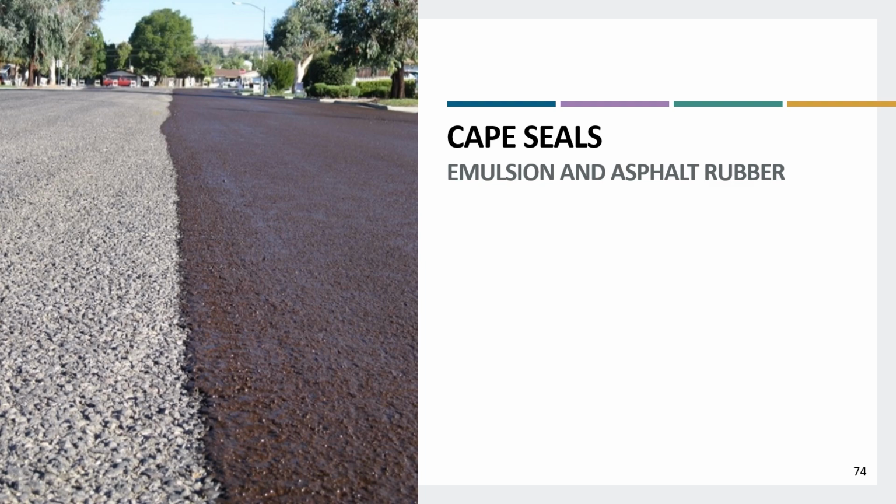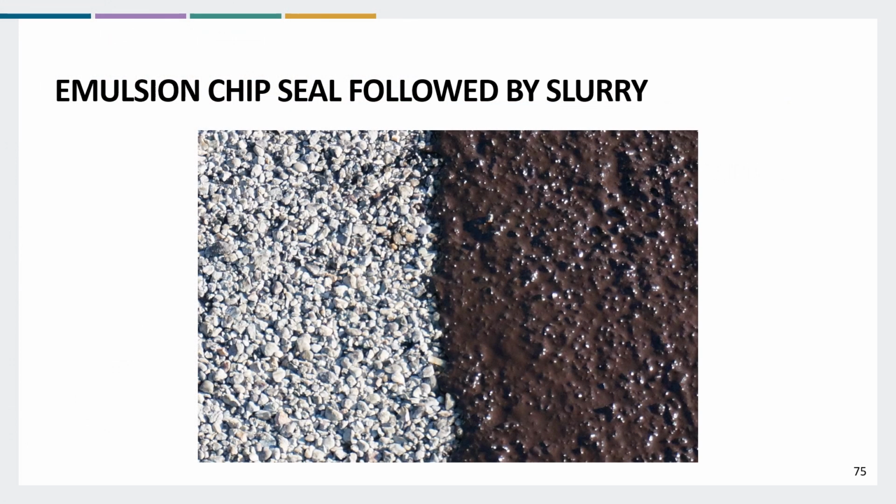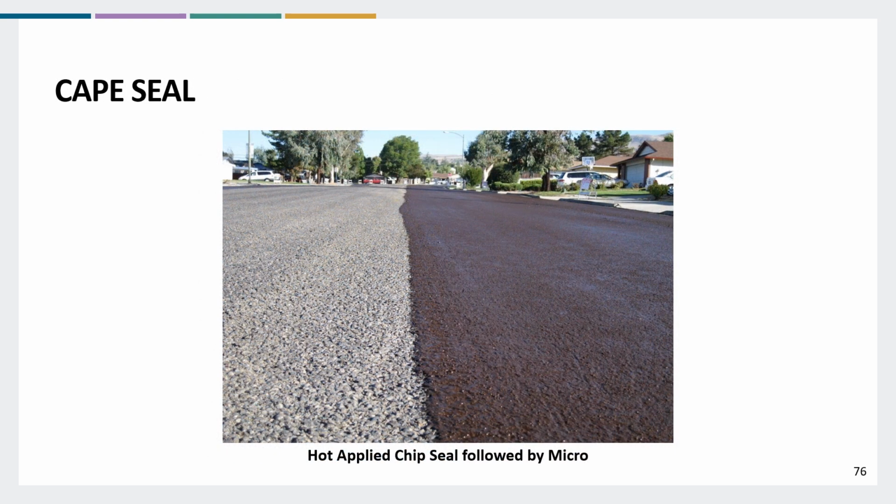Cape seals, emulsion and asphalt rubber. As mentioned previously, a cape seal is a chip seal followed by a slurry or a micro. Here's an example of a hot applied chip seal or asphalt rubber covered by a micro. As you can see, the chip seal has voids in the mat and the slurry or micro fill in those voids to give a nice smooth ride.